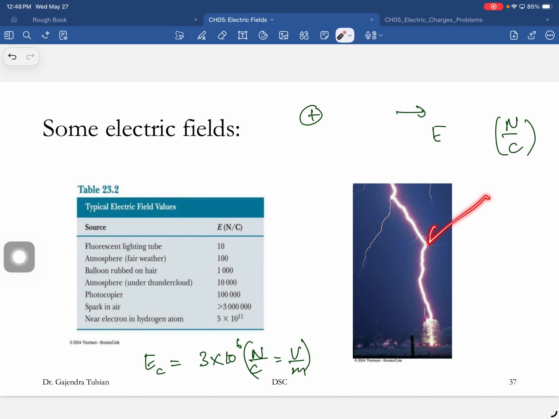Where else do you see this phenomenon? Or you don't see it, but where else does it happen? In the atmosphere, and in your spark plug. That's what's happening there. In the spark plug, you're creating an electric field greater than 3 million volts per meter. You get a spark. What is the job of the spark? You light your air-fuel mixture.